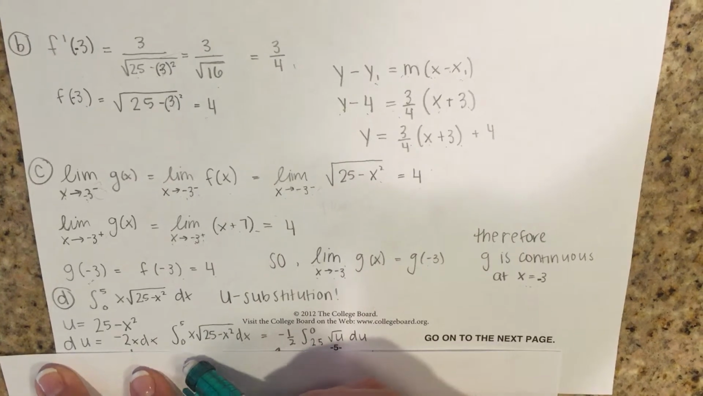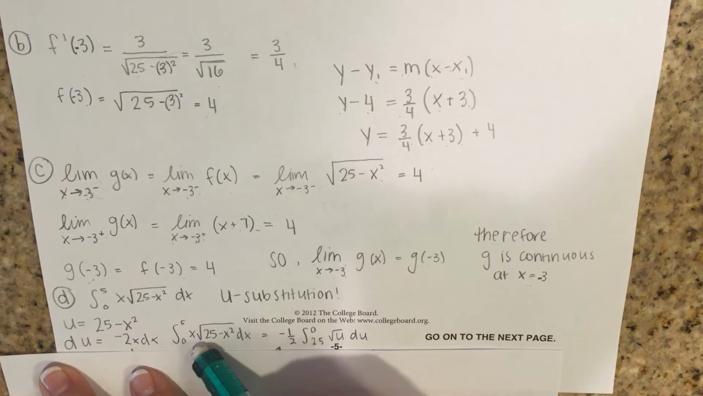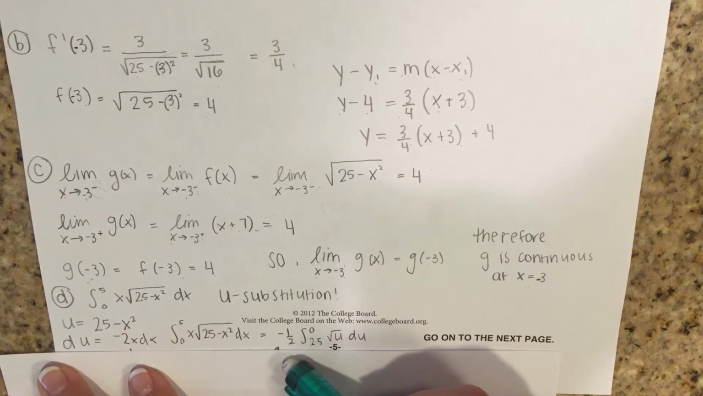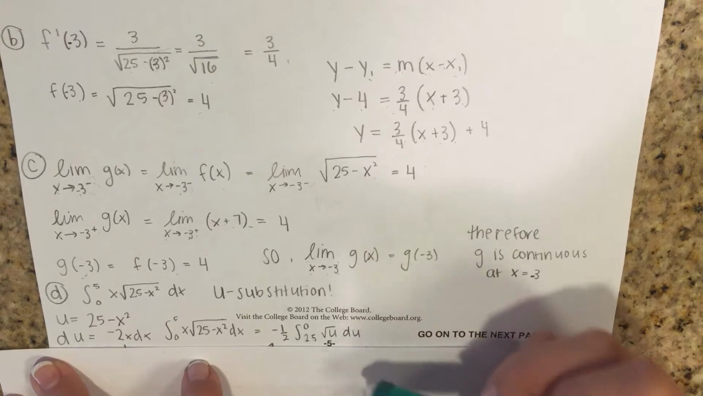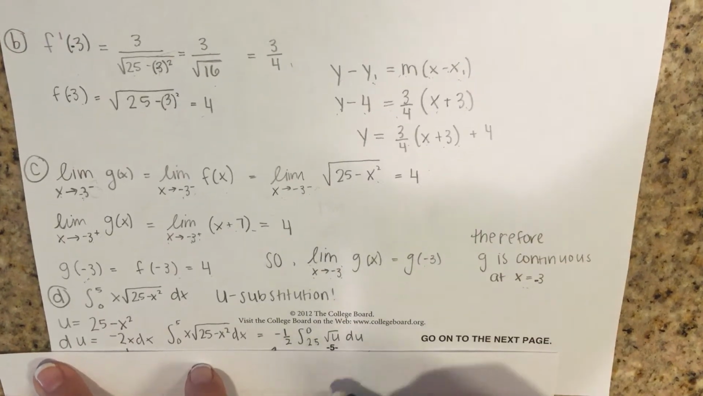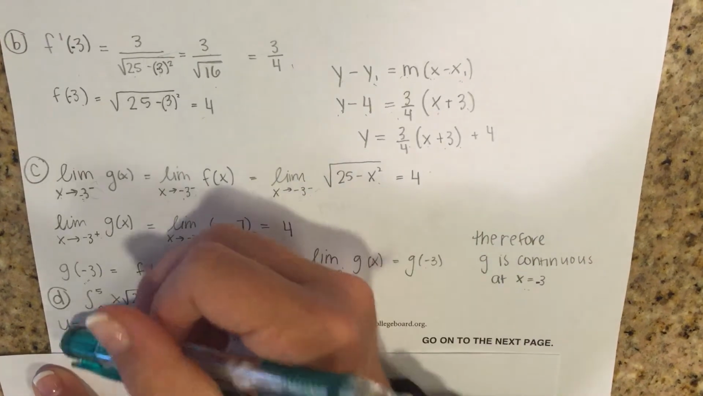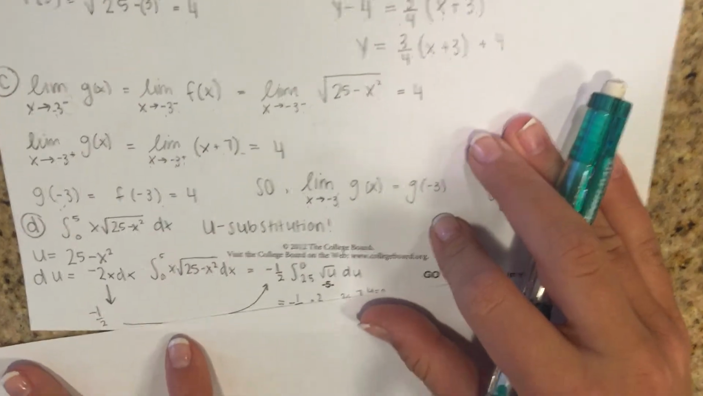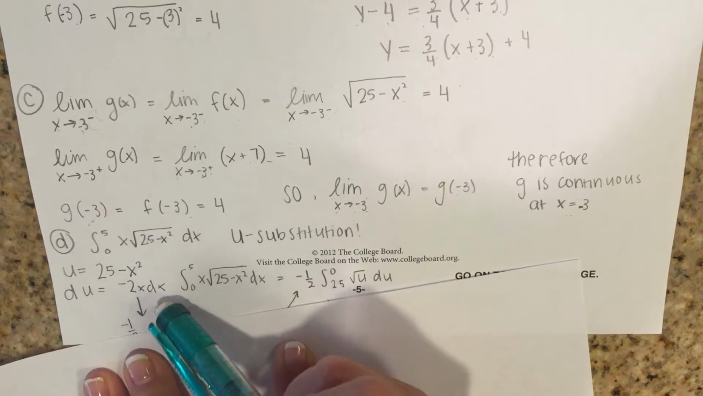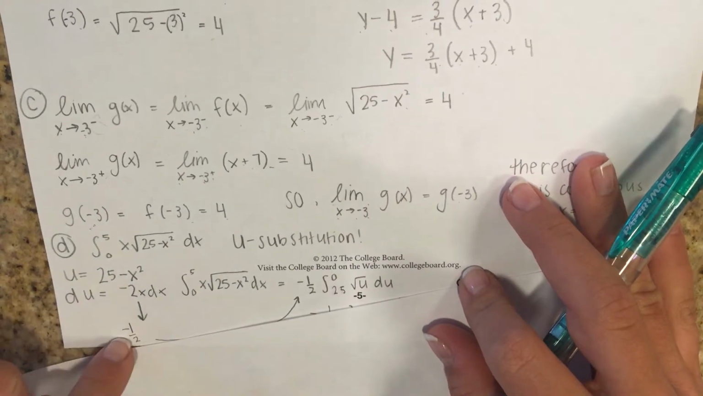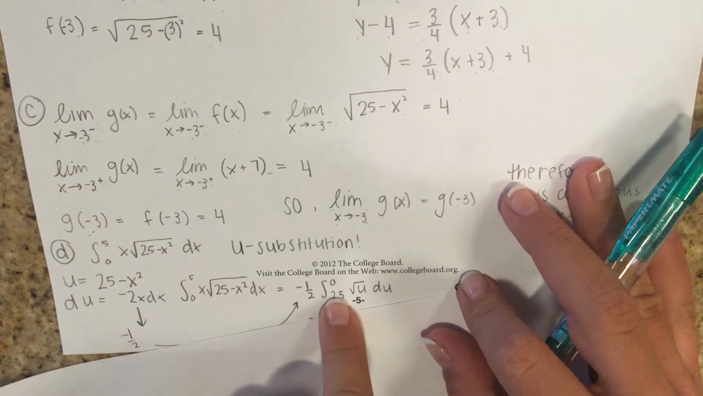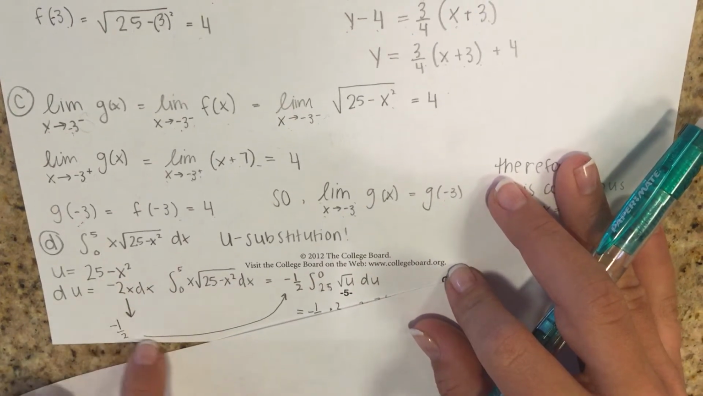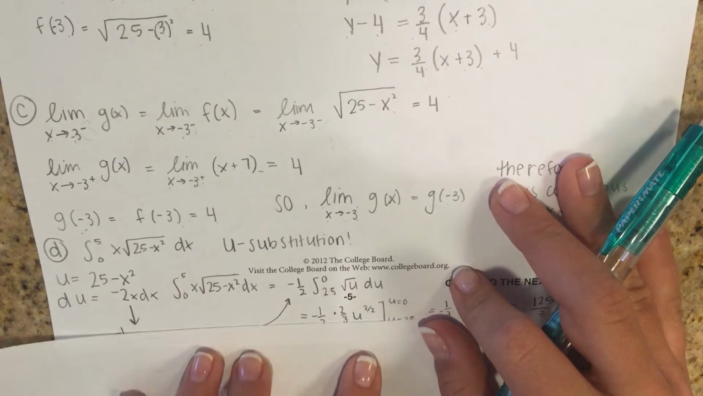So the integral with the bounds being 0 and 5 of x times root 25 minus x squared dx is equal to -1/2 times, changing the bounds, the integral from 0 to 25 of root u du. And to account for the -2x dx, you're going to switch this and put it on the outside of the integral as a -1/2. There you go.